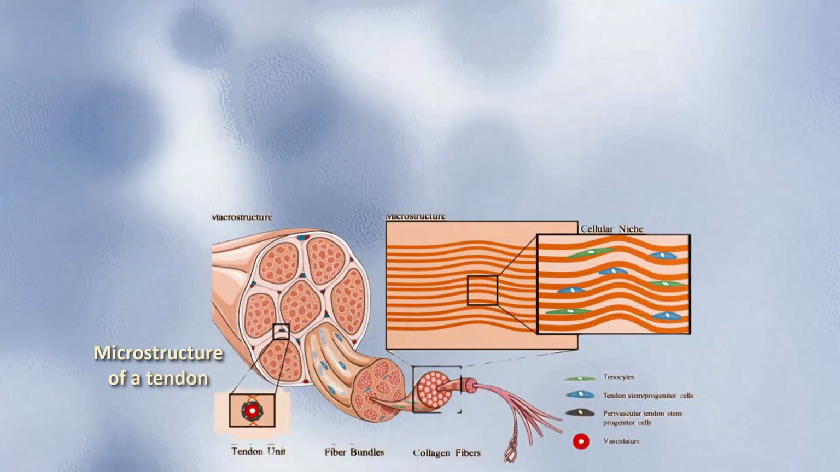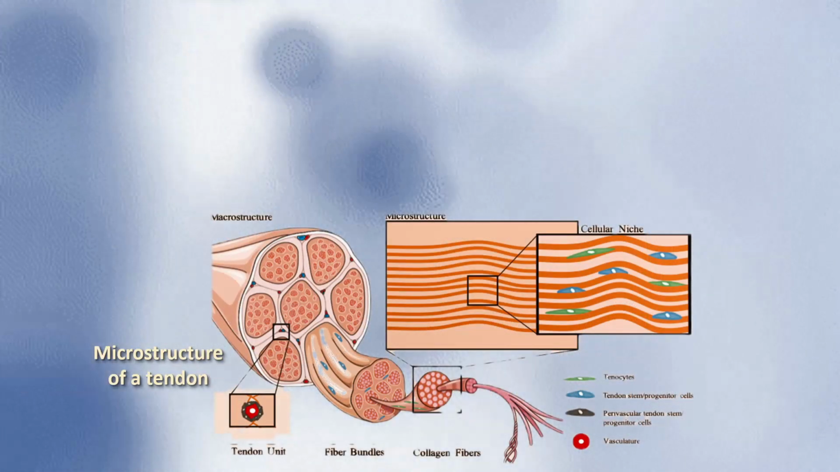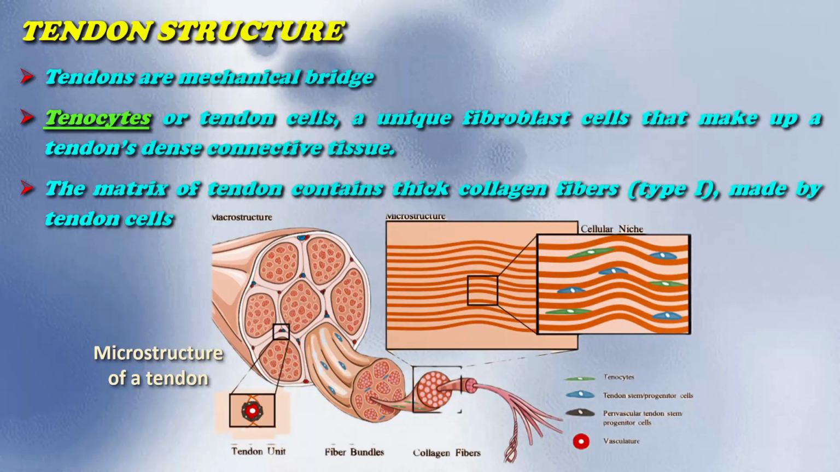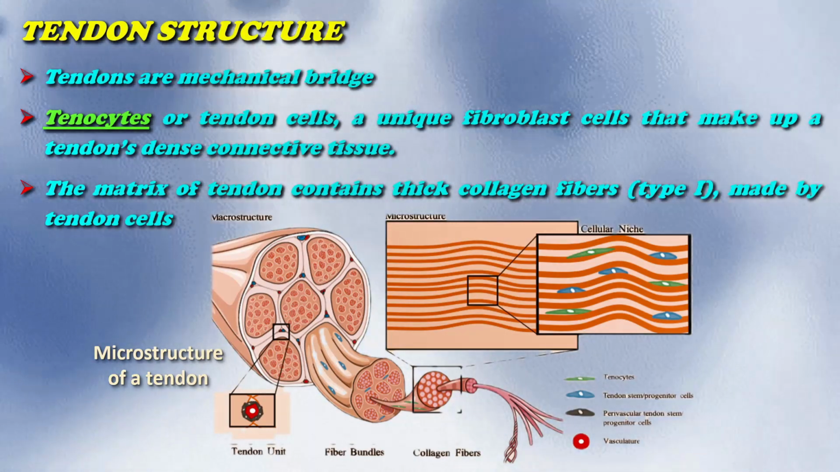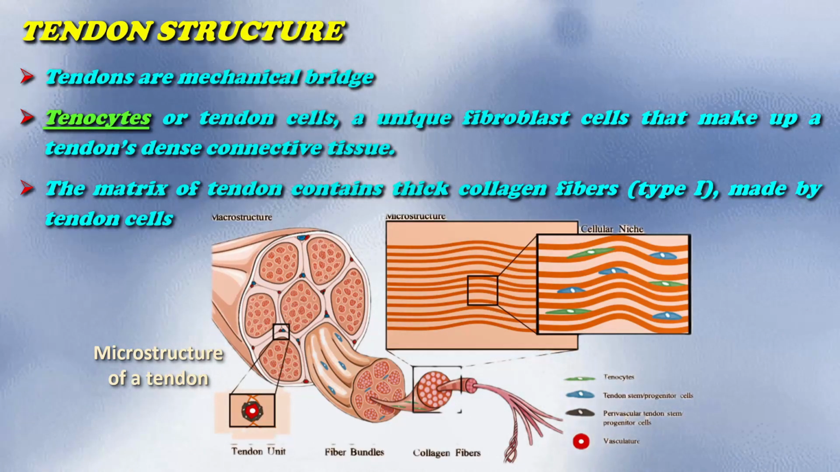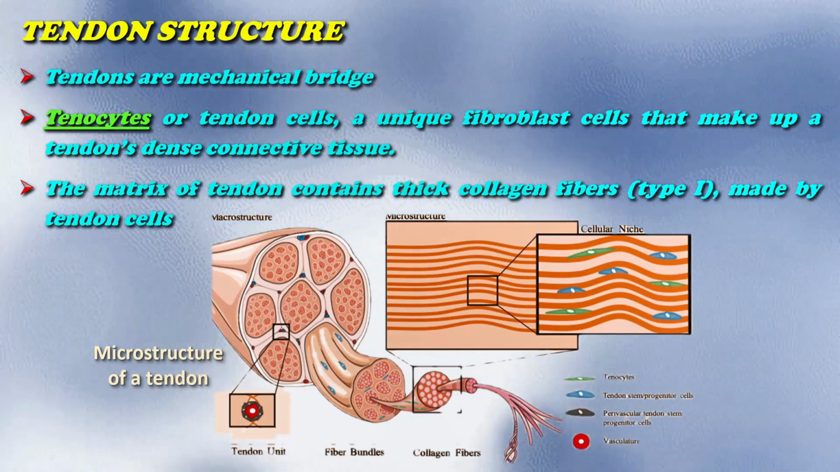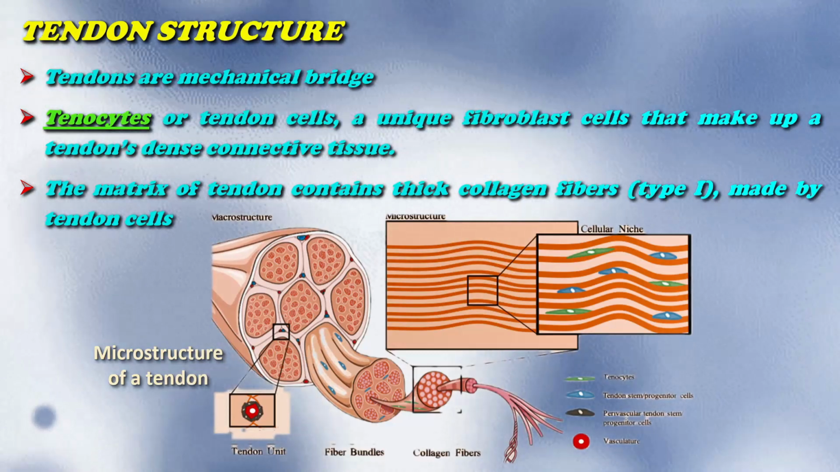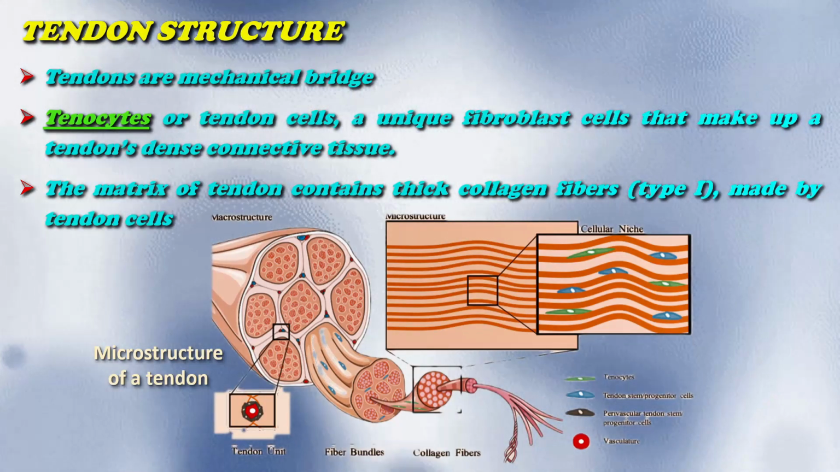Let us first discuss the structure of a tendon. Tendons are a mechanical bridge. Tenocytes, or tendon cells, are unique fibroblast cells that make up a tendon's dense connective tissue. The matrix of tendon contains thick type 1 collagen fibers, made by tendon cells.